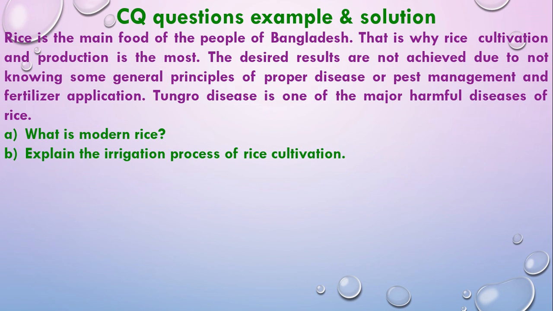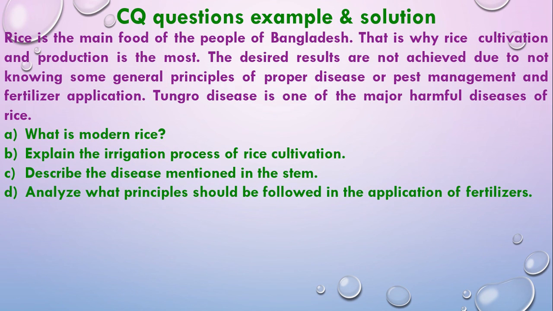Explain the irrigation process of rice cultivation. Describe the disease mentioned in the stem. And the last question is, analyze what principles should be followed in the application of fertilizer.